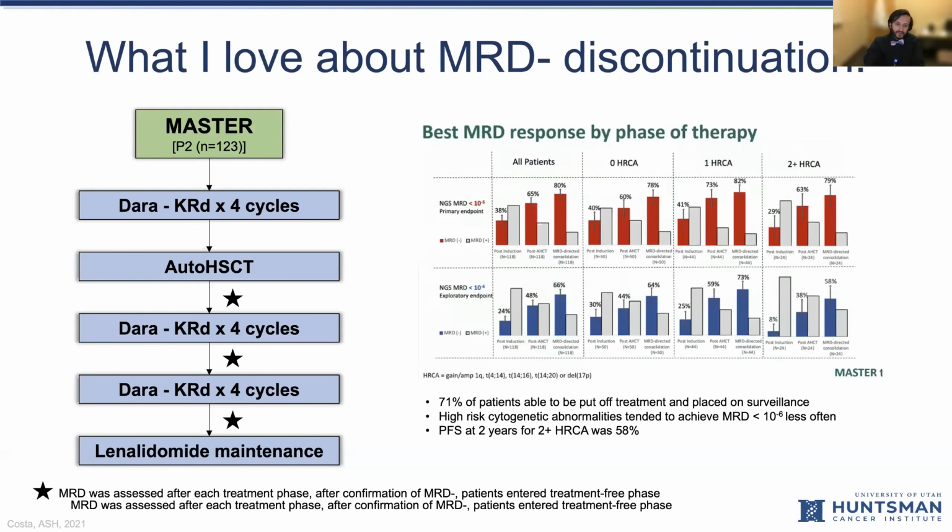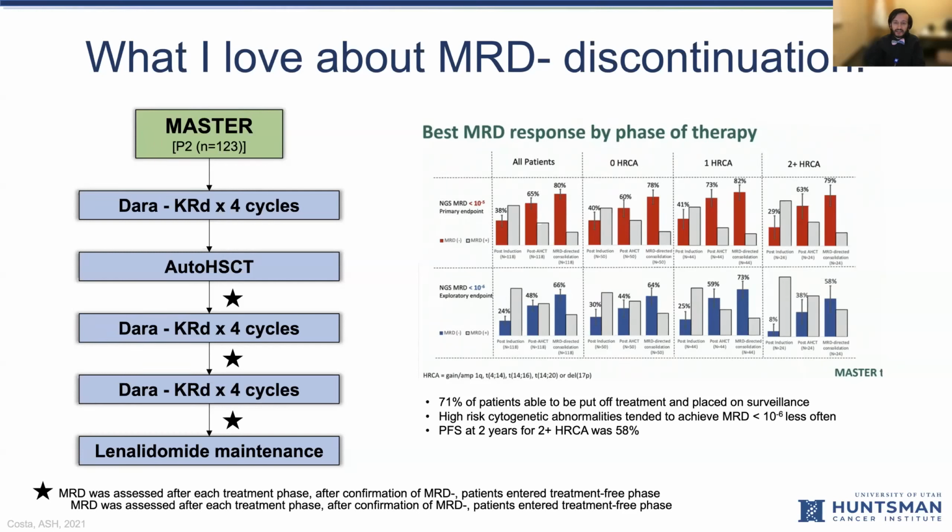So what do I love about MRD? Dr. Costa presented this amazing trial, it was presented several times, but it was at ASH 2021, where they used MRD to take people off treatment. So you give everybody intense treatment with quads, you do a transplant, and after a transplant, if people are MRD negative, you take them off treatment. Now, this approach is exciting, right? Maybe this is what the future is.